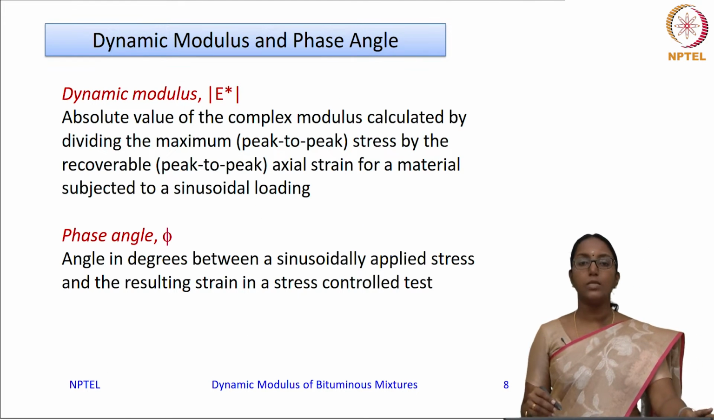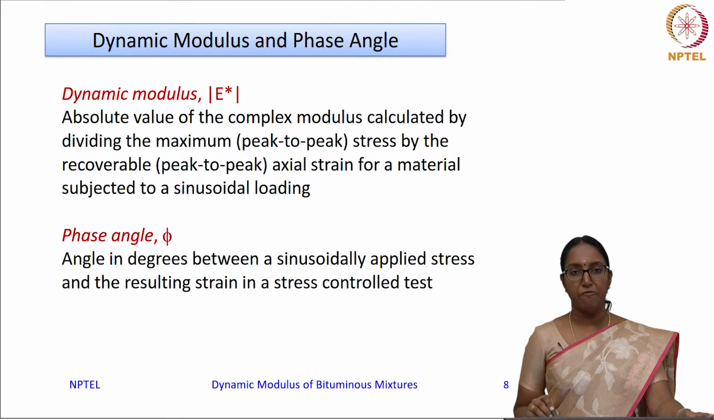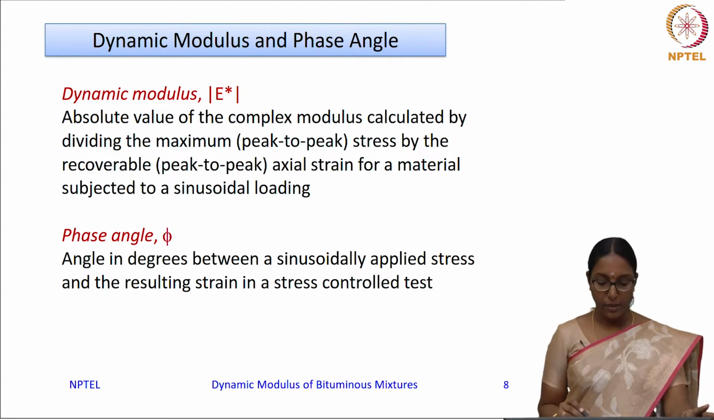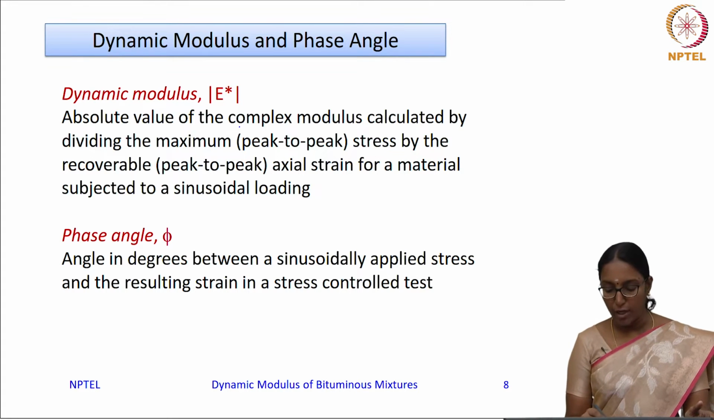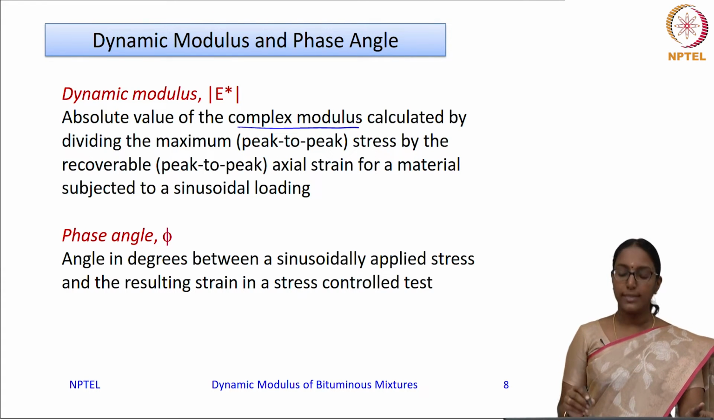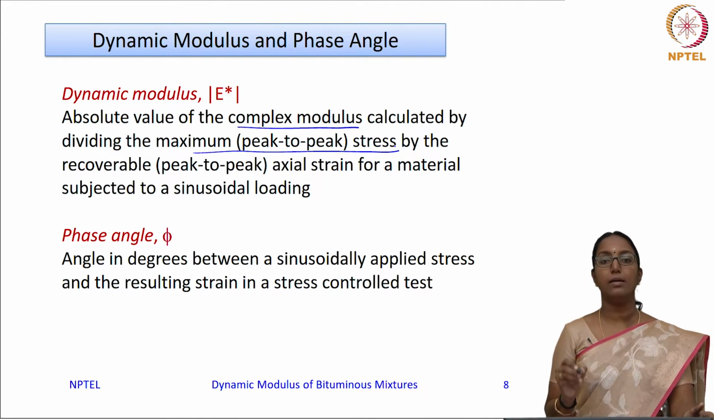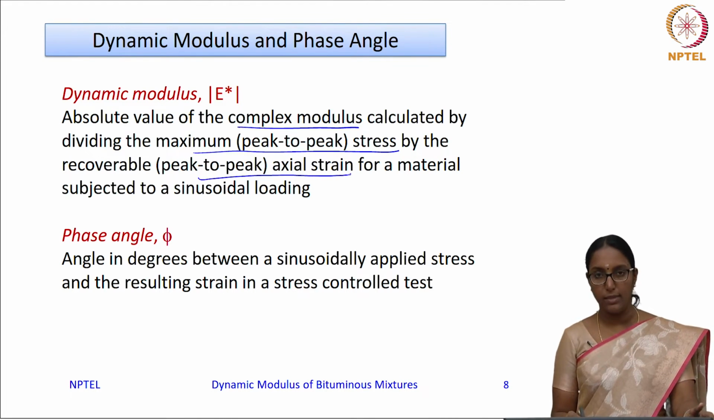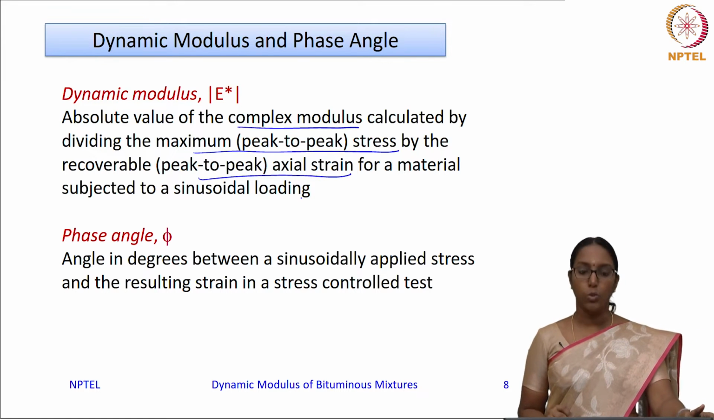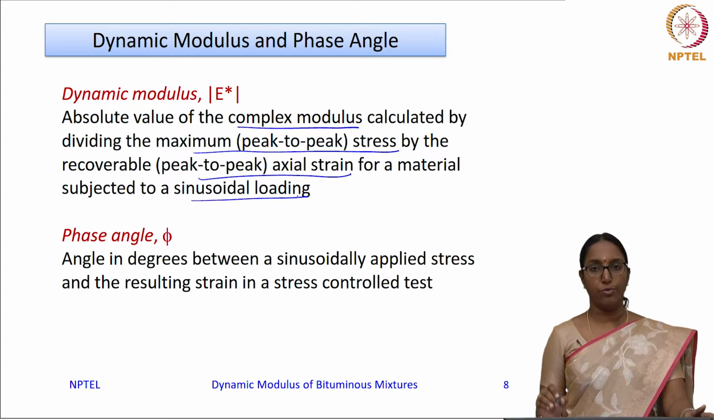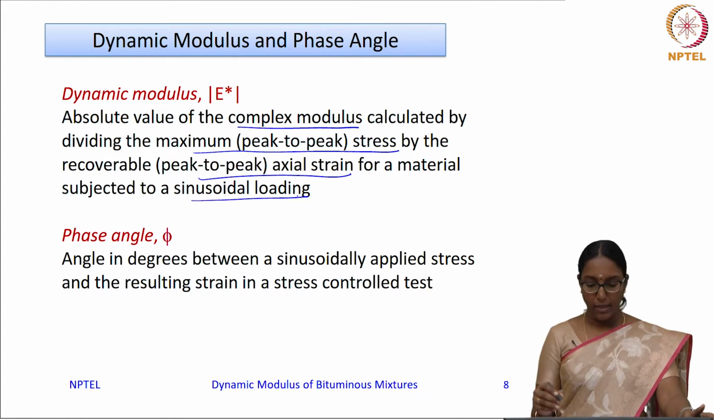Now let me discuss what is dynamic modulus, what is its definition, and what is this phase angle. So dynamic modulus is defined as the absolute value of a complex modulus, which is calculated by dividing the peak to peak stress by the recoverable peak to peak axial strain when a material is loaded with a sinusoidal loading in a stress controlled test. Okay, I will come to this.